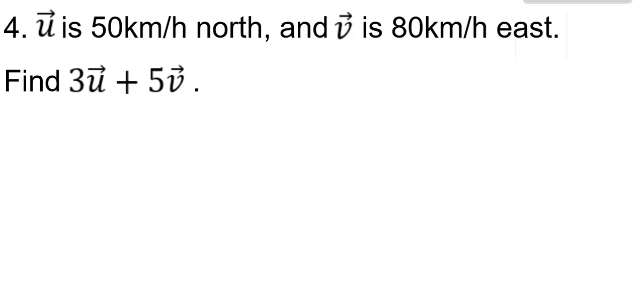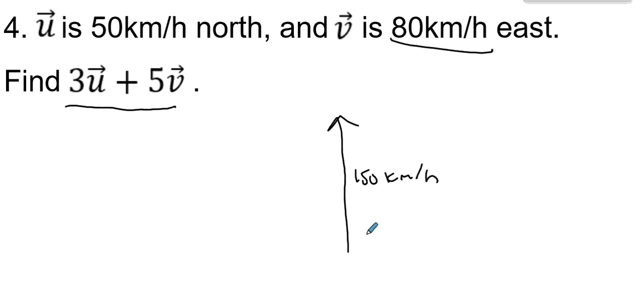All right, let's look at this one. So back to something more arrowy. So we have 2 vectors. One is vector u, which is straight north at 50 kilometers per hour, and one is vector v, which is straight east at 80 kilometers per hour. And we want to find the linear combination 3u plus 5v. So obviously 3u means that I actually have straight north at 150 kilometers per hour. And 5v means that I actually have straight east. 5 times 80 is 400.